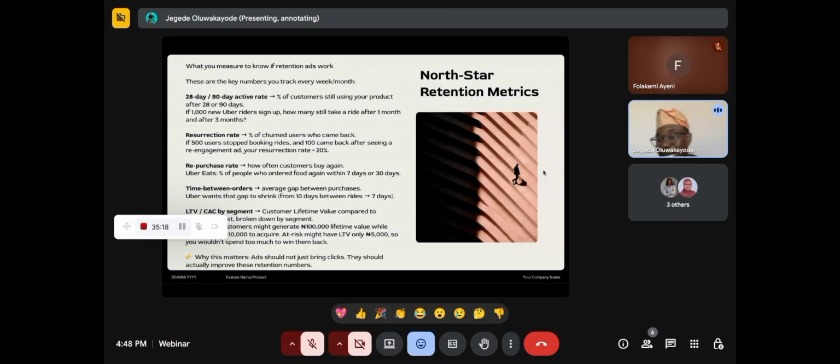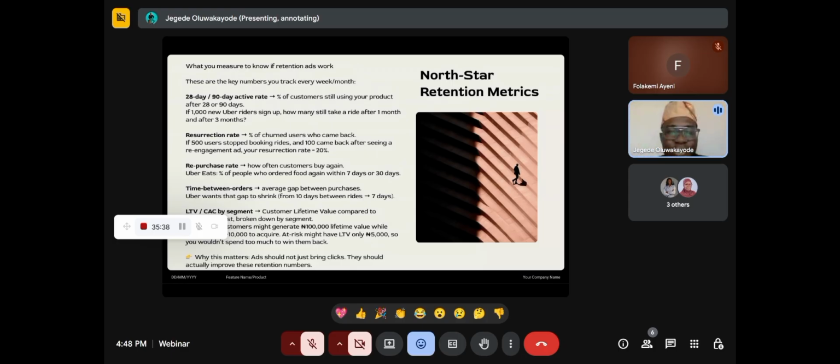Now, when you're doing retention ads, you are not just saying how many people clicked. These metrics are your core. You are not calculating how many installs.